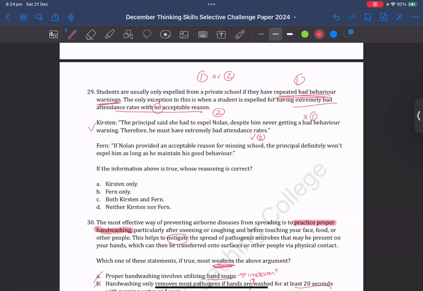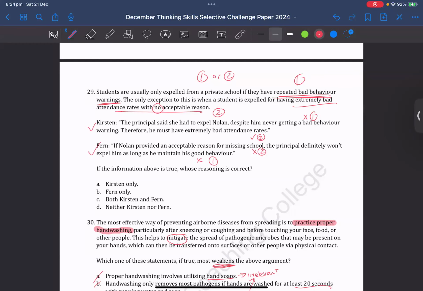Now, Fern says if no one provides an acceptable reason for missing school, so that means this person did not satisfy the second condition of no acceptable reason, the principal won't maintain him. Yeah, so if he has good behavior, he doesn't satisfy the first condition, which means he won't get expelled.